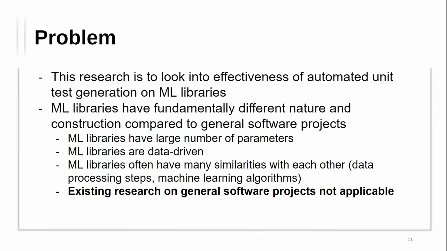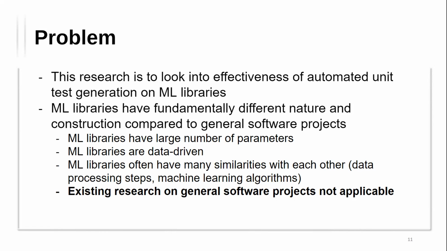So now we come finally, after all that info dump, to the main problem of the paper, which is to look into the effectiveness of automated unit test generation on these machine learning libraries. The reason this is important is that machine learning libraries are fundamentally different from general software projects. For example, they're usually data driven. General software projects have code that's well defined as a function: it takes in one thing and spits out another thing.